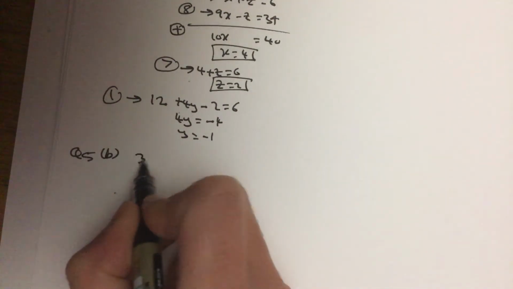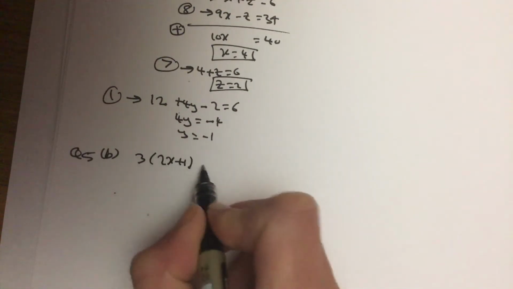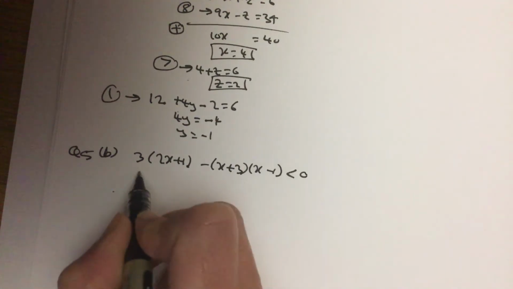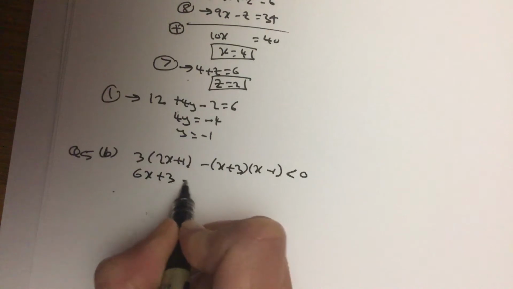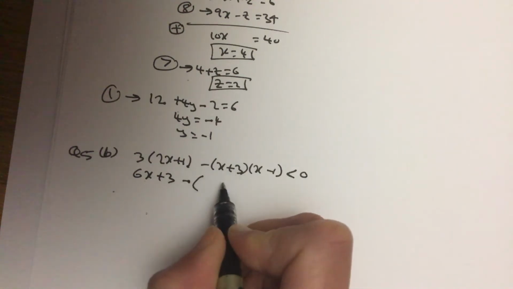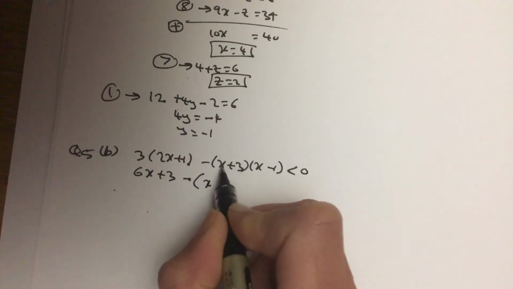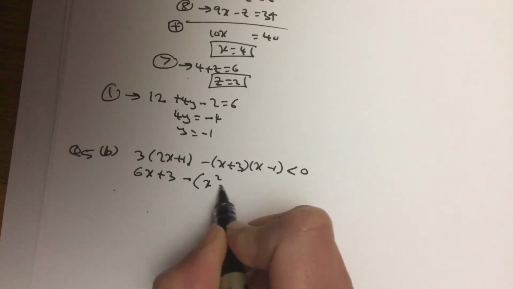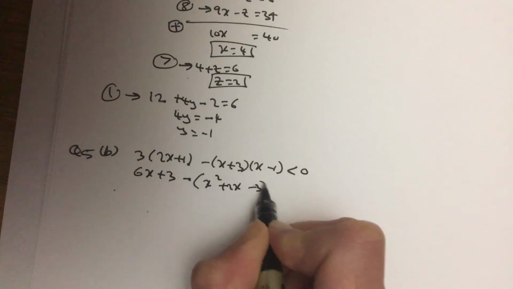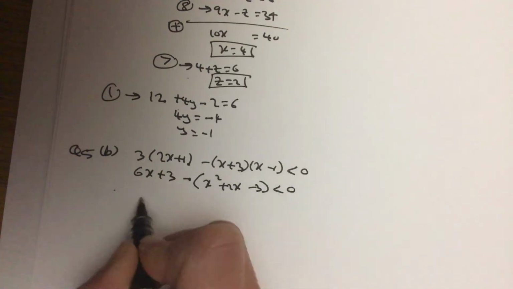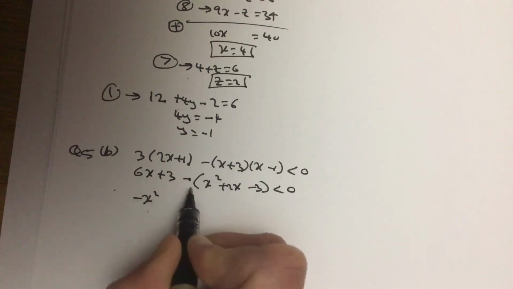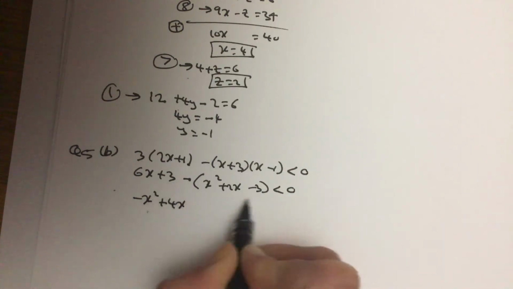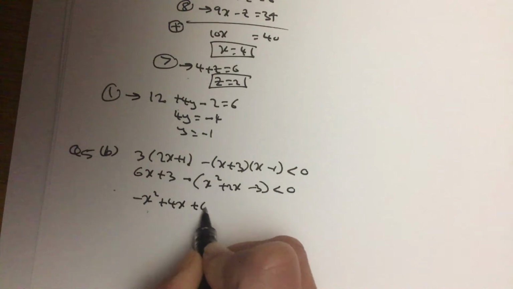And I've got 3, 2x add 1, minus x add 3, x minus 1 less than 0. So first of all, multiplying out these brackets. I'm going to put brackets in because this is a negative over here, and I want to take my time with this. x squared minus 1x add 3x is 2x minus 3. Tidying this up. Minus x squared. 6x minus 2x is 4x. 3 plus 3 is 6.